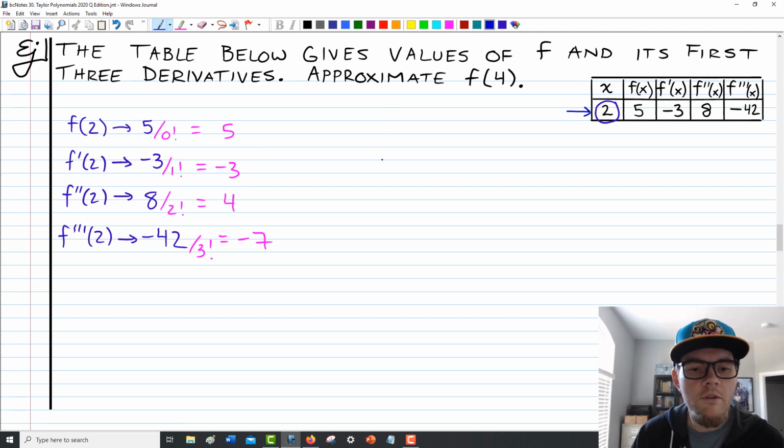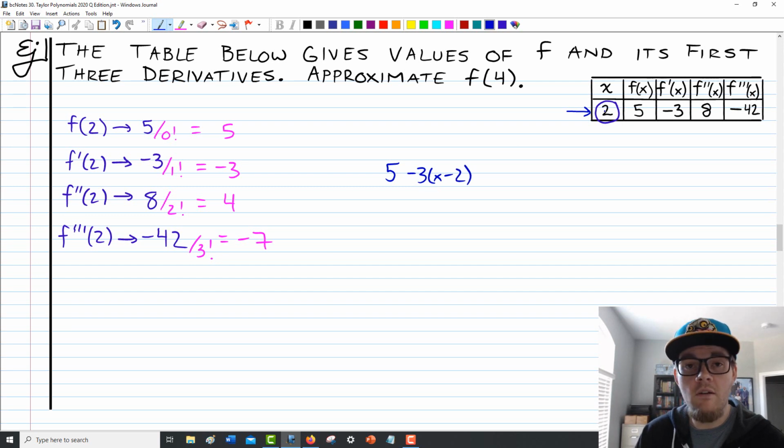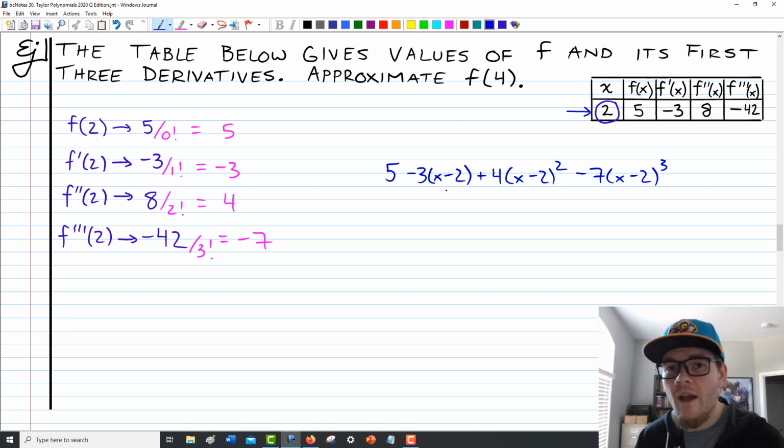Given that, we were supposed to approximate f of x. Right now what we have is 5 minus 3 times the quantity x minus 2. Again, we're centering it because it's centered at 2. Plus 4 times x minus 2 to the second, minus 7 times x minus 2 to the third. Keep in mind, it's not that we don't have factorials here. We definitely do. We've just simplified. I designed this problem so that they cleaned up really nicely.